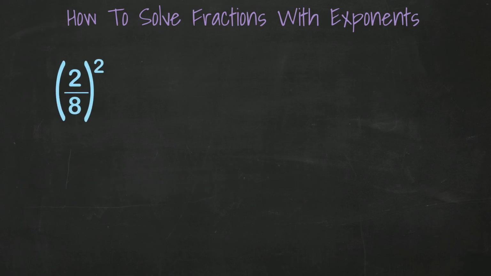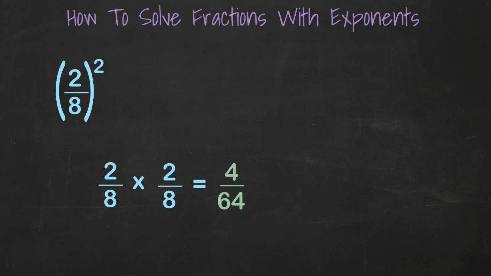Next example, 2/8 squared. This is the same thing as 2/8 times 2/8. We multiply our numerators and we get 4. Denominators and we get 64. Our answer is 4 over 64, but I bet it can be simplified further. Does 4 go into 64? Yep, so let's divide our numerator and denominator by 4, and we get 1 over 16.